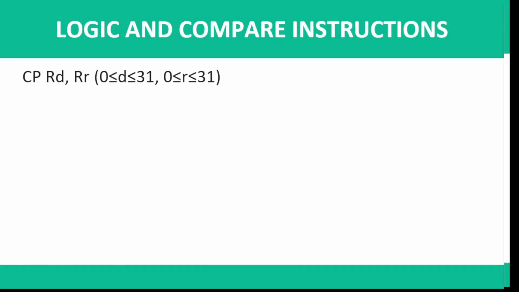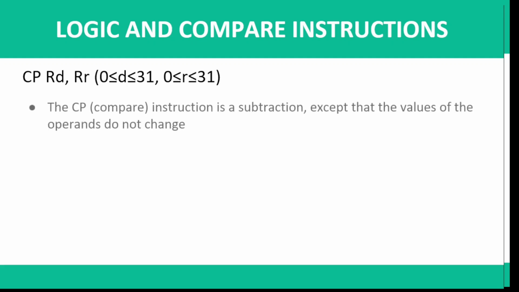And for the other instruction, we have the compare instruction. We can write it by the letters CP. We have the destination register and the source register, with D ranging from 0 to 31 and the source ranging from 0 to 31. So the compare instruction is a subtraction actually, except that the values of the operands do not change.